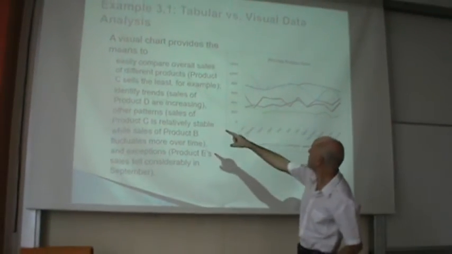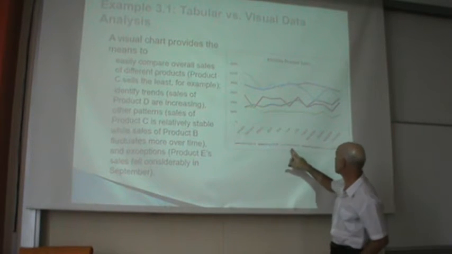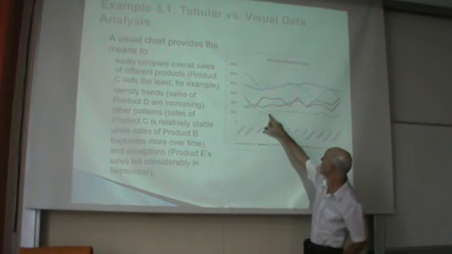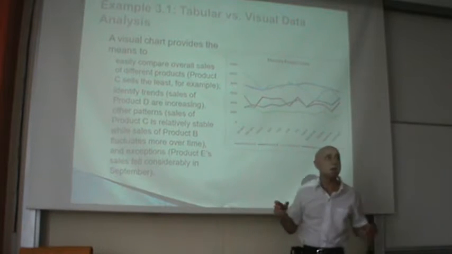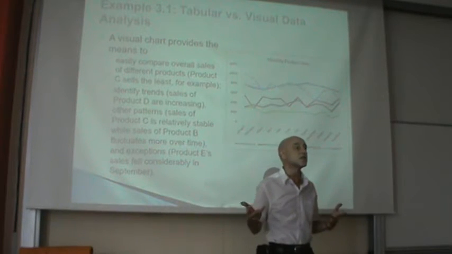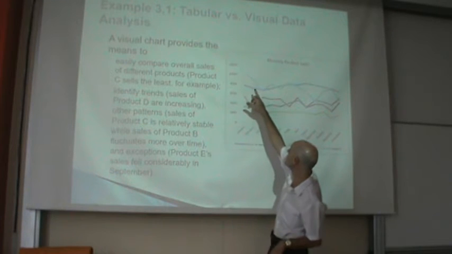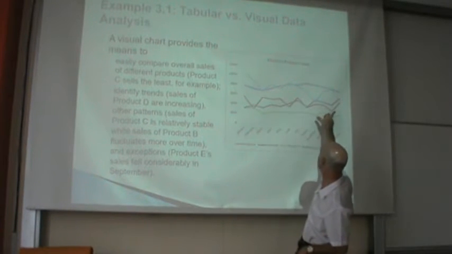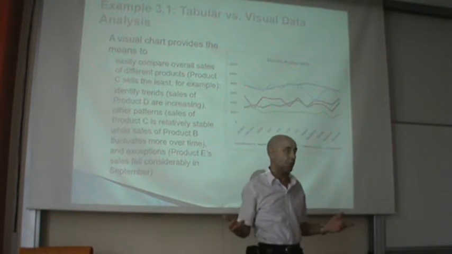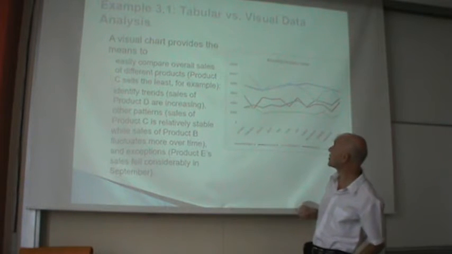Well, you see, here they tell you product C, which is this low line, sells the least. For some reason, it is not popular. This particular product starts high and it's going down, okay? Let's see what else we have.